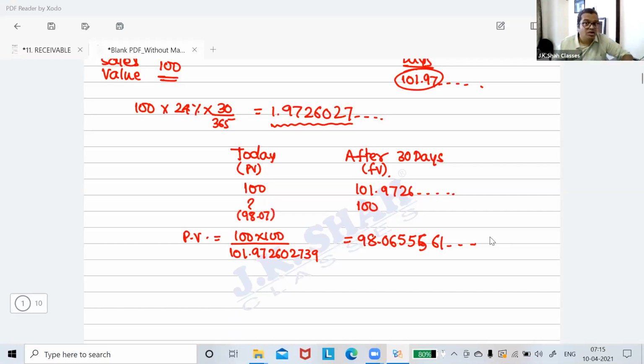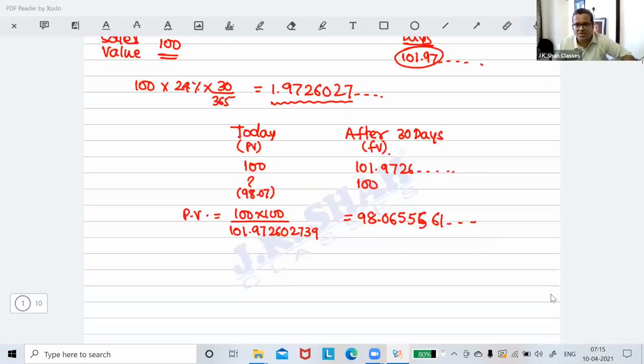Now understand this, how we have to interpret. I understand sometimes you'll find it difficult, but it's very simple actually. We have to calculate in terms of percentage, so we are doing it. Today's 100, you ask him to pay 101.97 after 30 days. So what if he is going to pay immediately? If after 30 days he was to pay you 100, how much should he pay you immediately? He should pay you immediately 98.07.